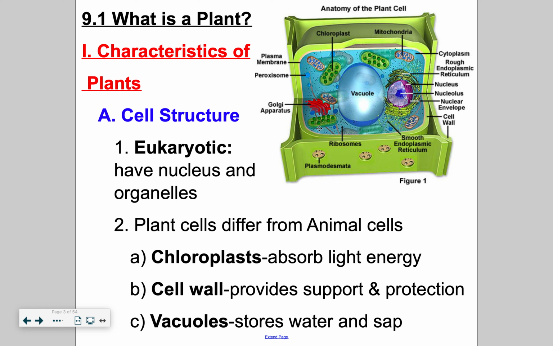Third key difference between plant cells and animal cells is an organelle called a vacuole. This large structure in the center stores water and sap and any other materials that the plant needs to have stored. This vacuole, you can see, is large. It pretty much takes up the entire space. When vacuoles are filled with water, the plant is rigid, or turgid. But when plants wilt, their vacuole is low on water, so everything kind of collapses upon itself. Then when you water the plant or it rains, the vacuole fills up with water and becomes turgid again.